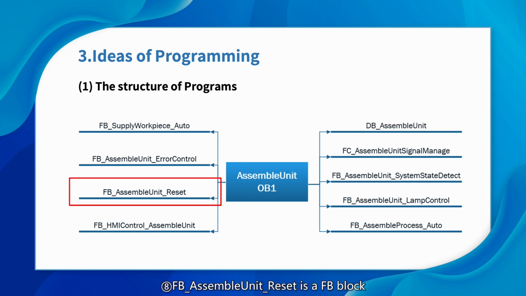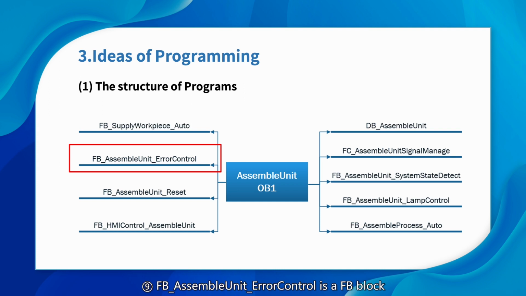8. FB2Assemble unit to reset is an FB block. It is used to control the reset process. 9. FB2Assemble unit to error control is an FB block. It is used to modify the error code of assembly unit.